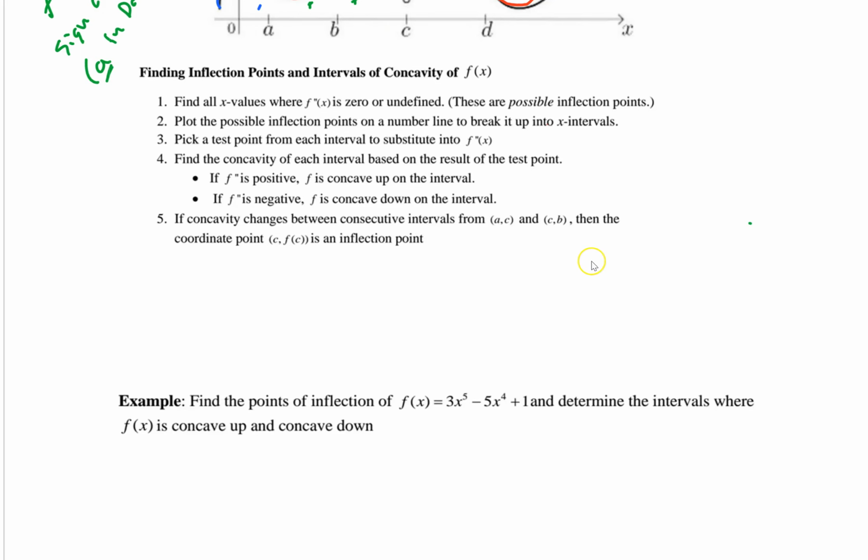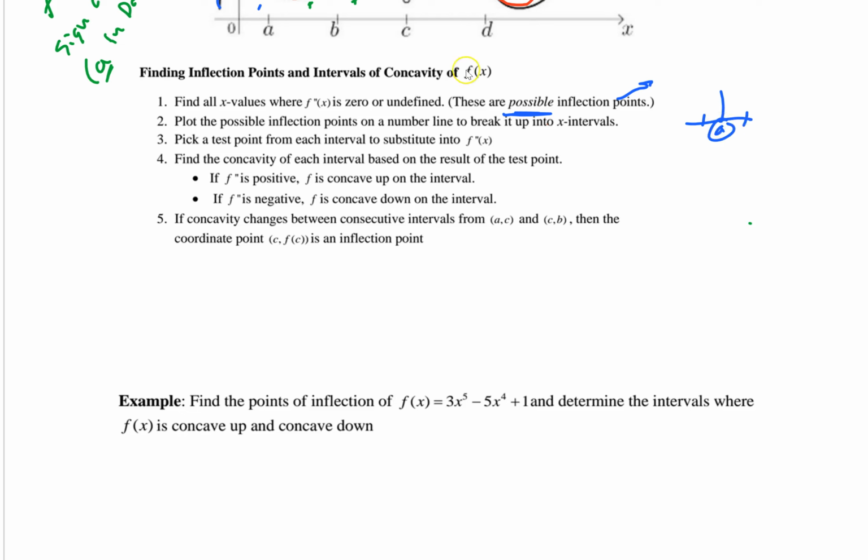Okay, let's talk about formally how we do this. Right, just like last time. First step we're gonna do is find all zeros where f double prime of x is equal to 0 and undefined. Right, these are my possible inflection points. Very important, possible. To make an inflection point, it has to be a sign change and stuff. Part 2, plot. We're gonna do a sign chart. So once you get your possible points, you do a little sign chart. We're gonna do little intervals and stuff. Pick a test point on each side.